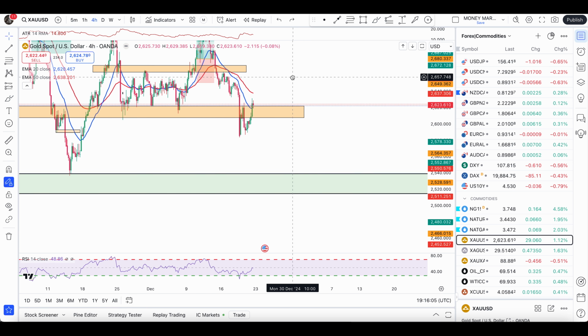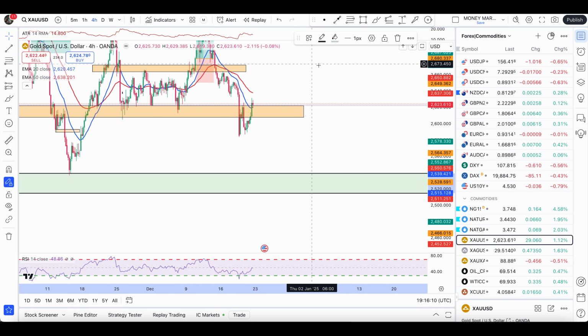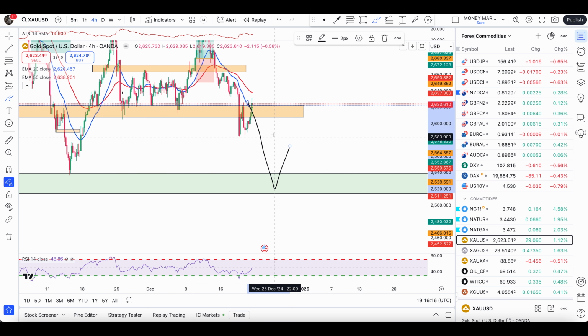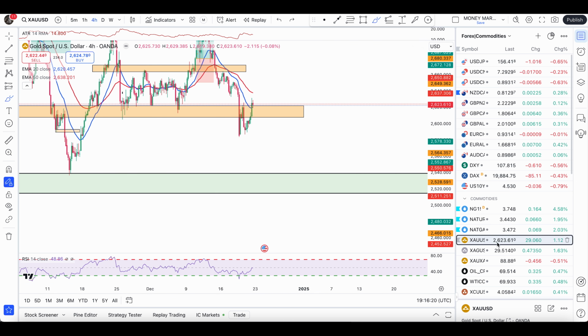Overall, I'm still bearish. I'm still looking at the level below, which is 2515.12 goes to 2539.42, for the possible buy trade. So keep an eye. A bearish trade is something I'll be looking at just below the 50 EMA.